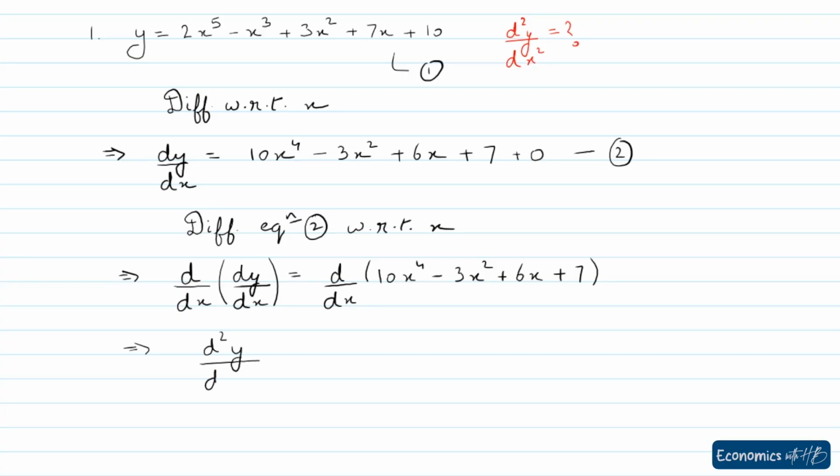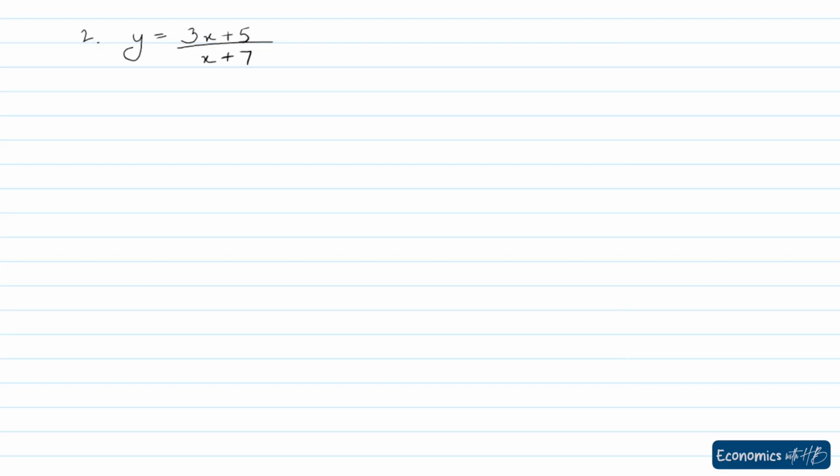So we get d2y by dx square on the left hand side, and the derivative of this function is 40x cube minus 6x plus 6. The derivative of constant 7 is 0. So this is the answer. Let's see the next one.